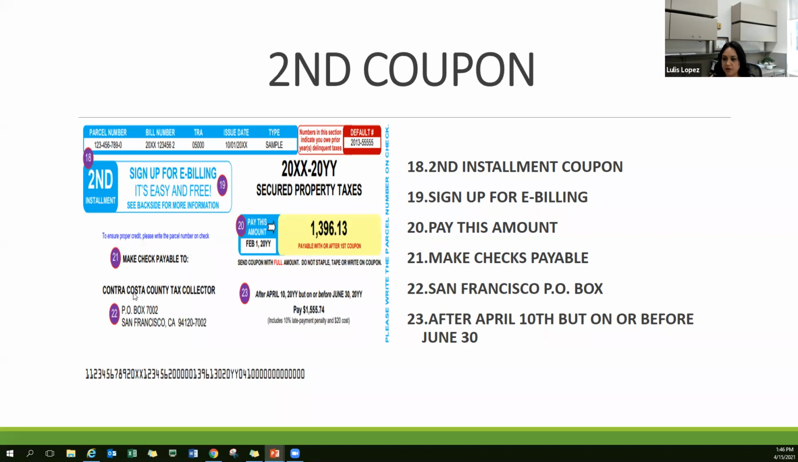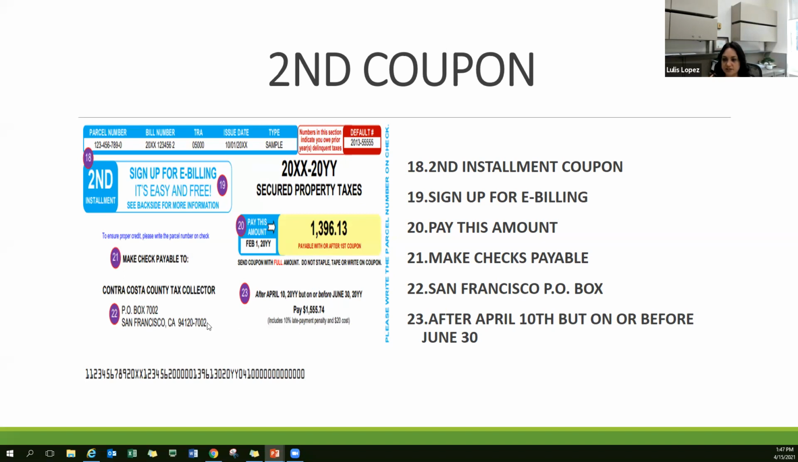And make checks payable to Contra Costa County Tax Collector's Office. The PO box is what we use. That's our lockbox. And if you do have the coupon, you can mail the coupon with your check to the PO box in San Francisco. And we always recommend you write your parcel number on your check.